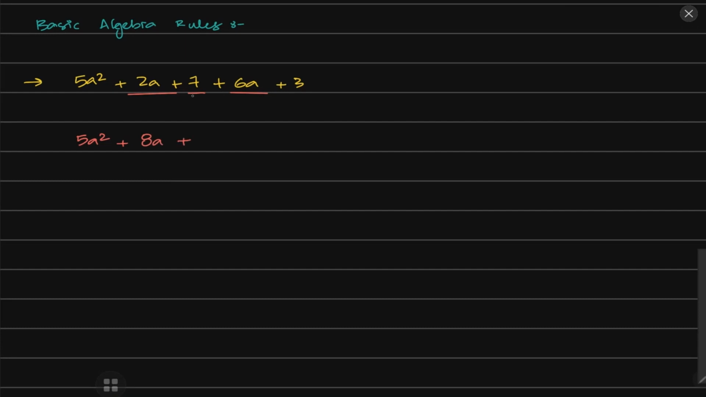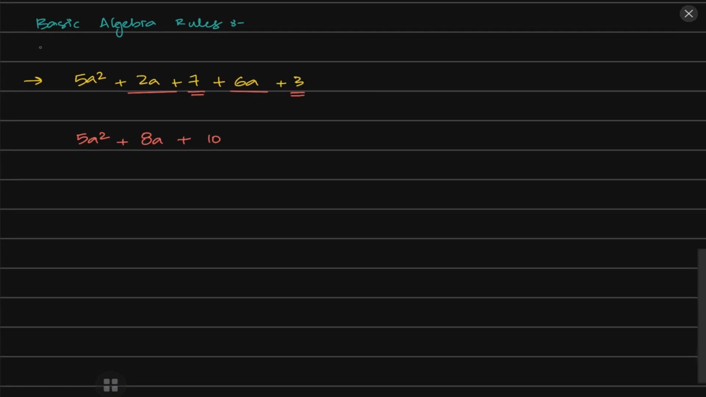Similarly, 7 and 3 are like terms, and you can simply add them or do the mathematical operation, whatever is there in the question. That's basically what the first rule is: you can combine like terms into a single term. So let's write that down. Like terms can be combined into a single term.